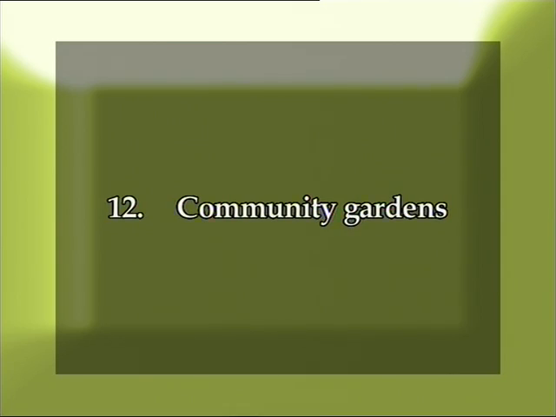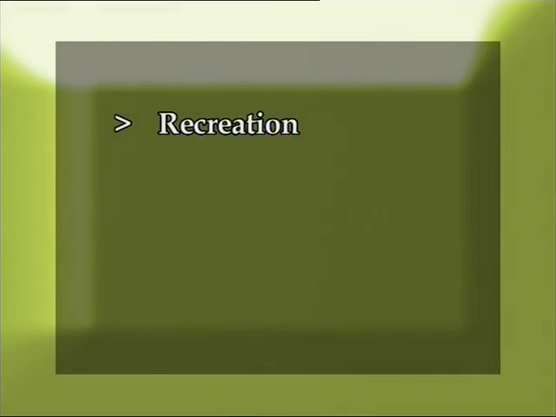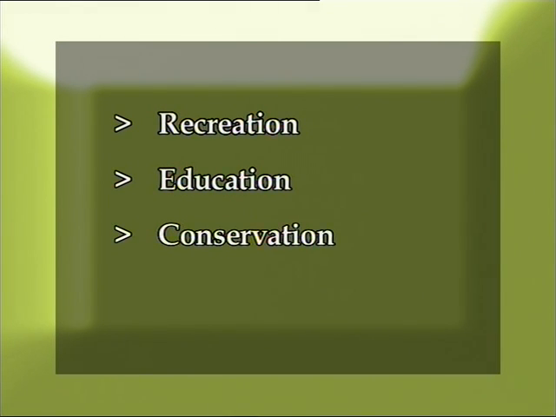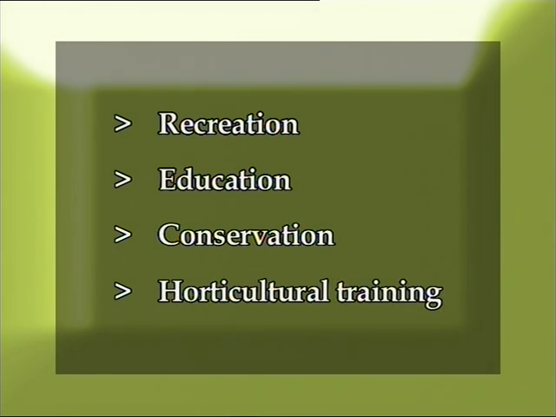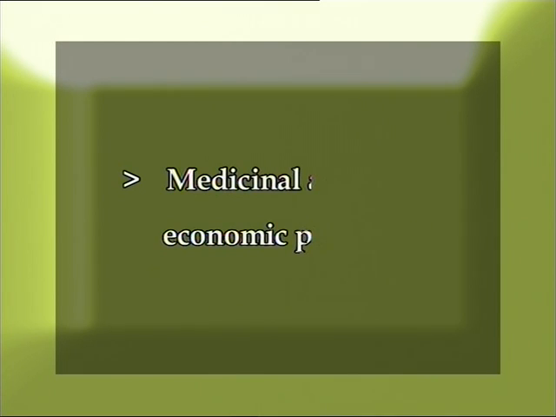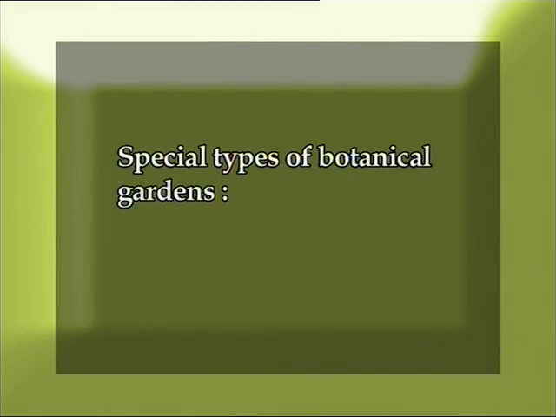Number 12, community gardens are generally small gardens with limited resources developed for and by a local community to fulfill its particular needs, such as recreation, education, conservation, horticultural training, medicinal and other economic plants. Apart from these, some special types of botanical gardens are: number 1.